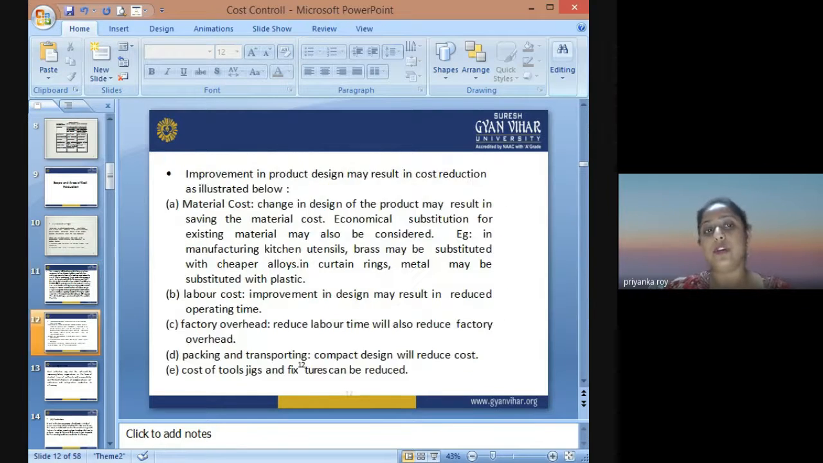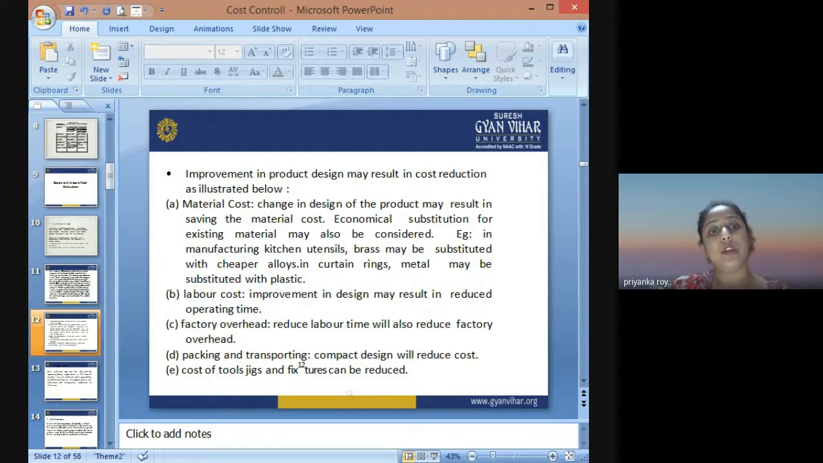So you can reduce the cost in the production line, and improvement in production design may result in cost reduction. Also, a change in the material in the design of the product may result in saving material cost. The economic situation of an existing material may also be considered. For example, in manufacturing kitchen utensils, brass may be substituted with copper alloy, and in certain cases metals may also be substituted with plastics.